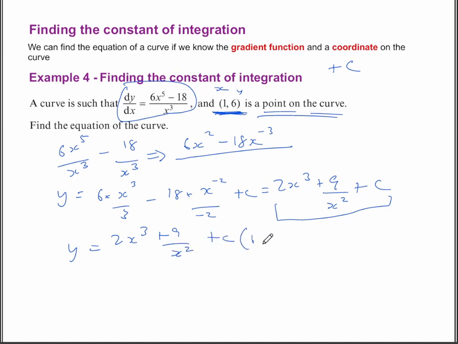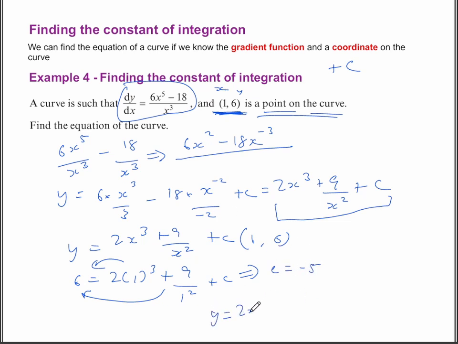And when x is 1, y is 6. So 6 equals 2 times 1 cubed plus 9 over 1 squared plus c. From this we get 6 minus 2, subtracting 2 on both sides, and minus 9 also, subtracting 9 on both sides. We will get our c equals negative 5. Therefore, our equation is going to be y equals 2x cubed plus 9 over x squared minus 5.